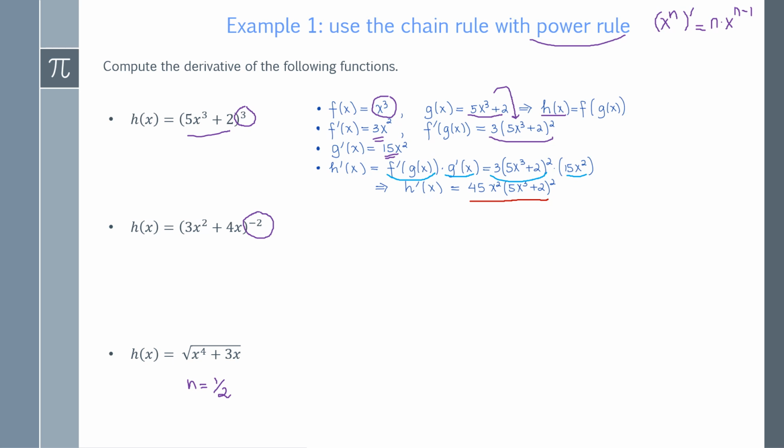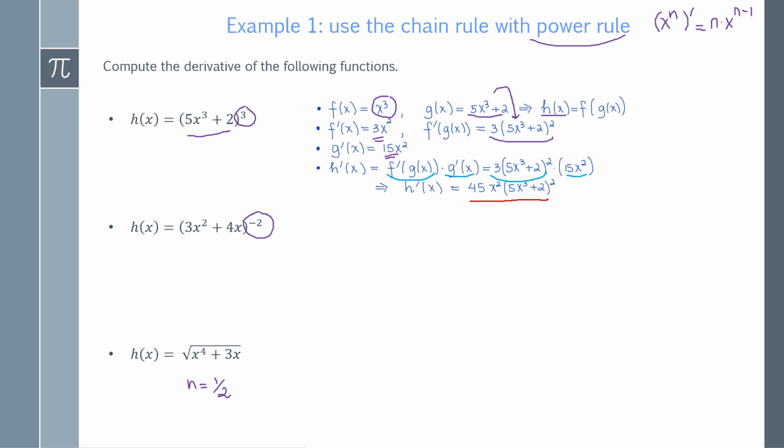All right, so take a pause here. If this is your first example of working through a problem, applying chain rule, really take a pause and go through every step, making sure that everything is clear. Okay, let's take a look at the next example.